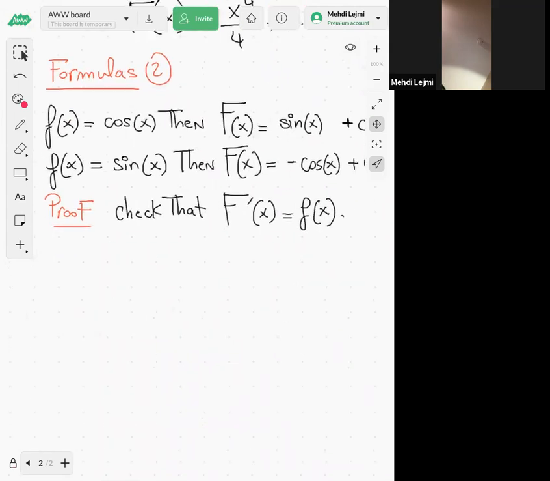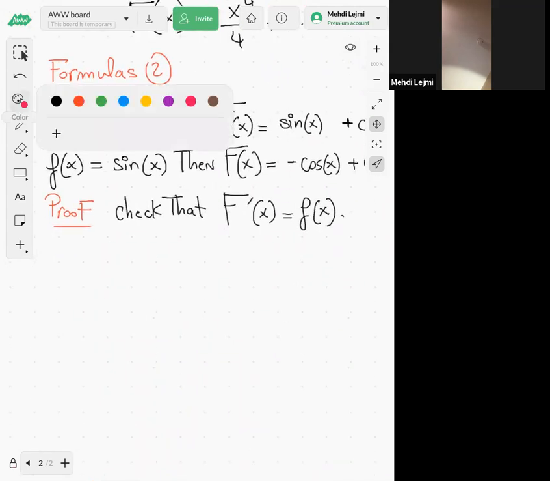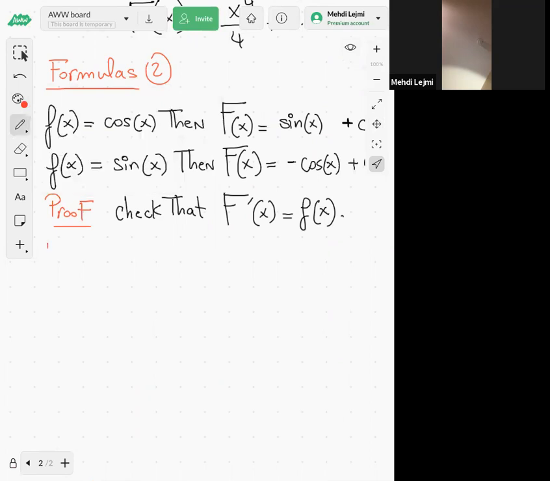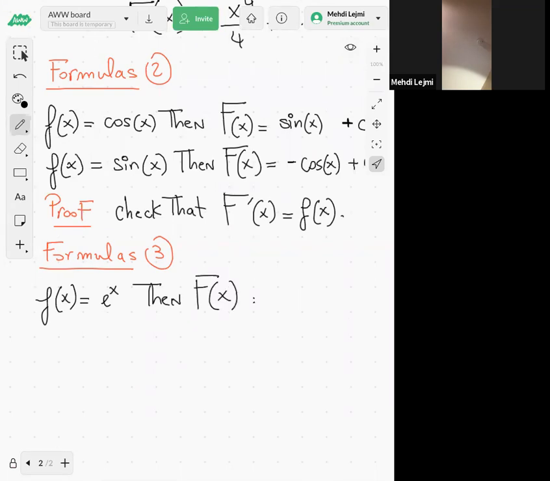So this is for the trig, the exponential formulas. So let's say f of x is the exponential of x. Then the antiderivative, or the integral, is equal to, well, the derivative of e to the x is e to the x. So the integral or antiderivative of e to the x is also e to the x. So e to the x doesn't change. It's e to the x plus a constant c.